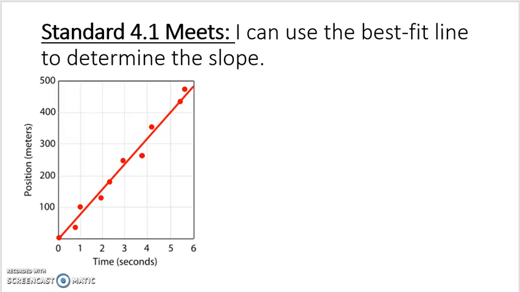Standard 4.1 meets, I can use the best fit line to determine the slope. In order to determine the slope, the first thing that we need to do is remember what our slope equation is. Remember that our slope equation is y2 minus y1 over x2 minus x1.